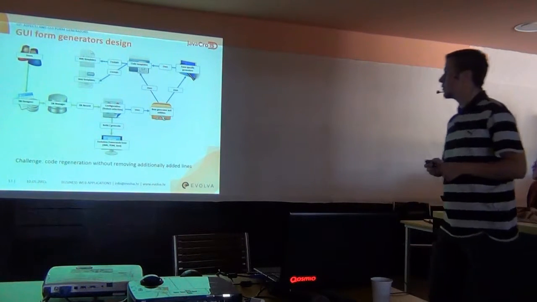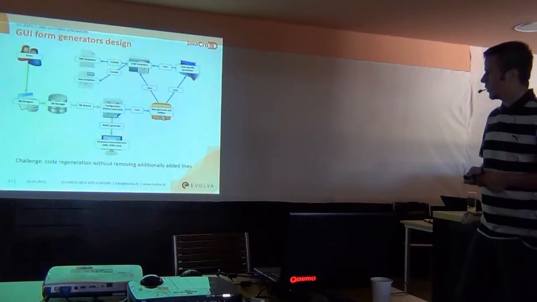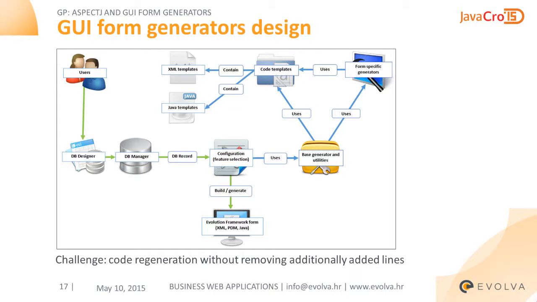So this is how we design our form generators. We want our users to use existing Evolution Framework features. Those are the DB Designer and DB Manager. DB Designer is used to design the database. We save the database design in XML format, and we use the DB Manager to actually create tables in the database and to create a DB record using our ORM. When the user has created a DB record, he goes to a configuration or feature selection screen. He chooses a set of features that he or she wants and presses the build button, and that's it.